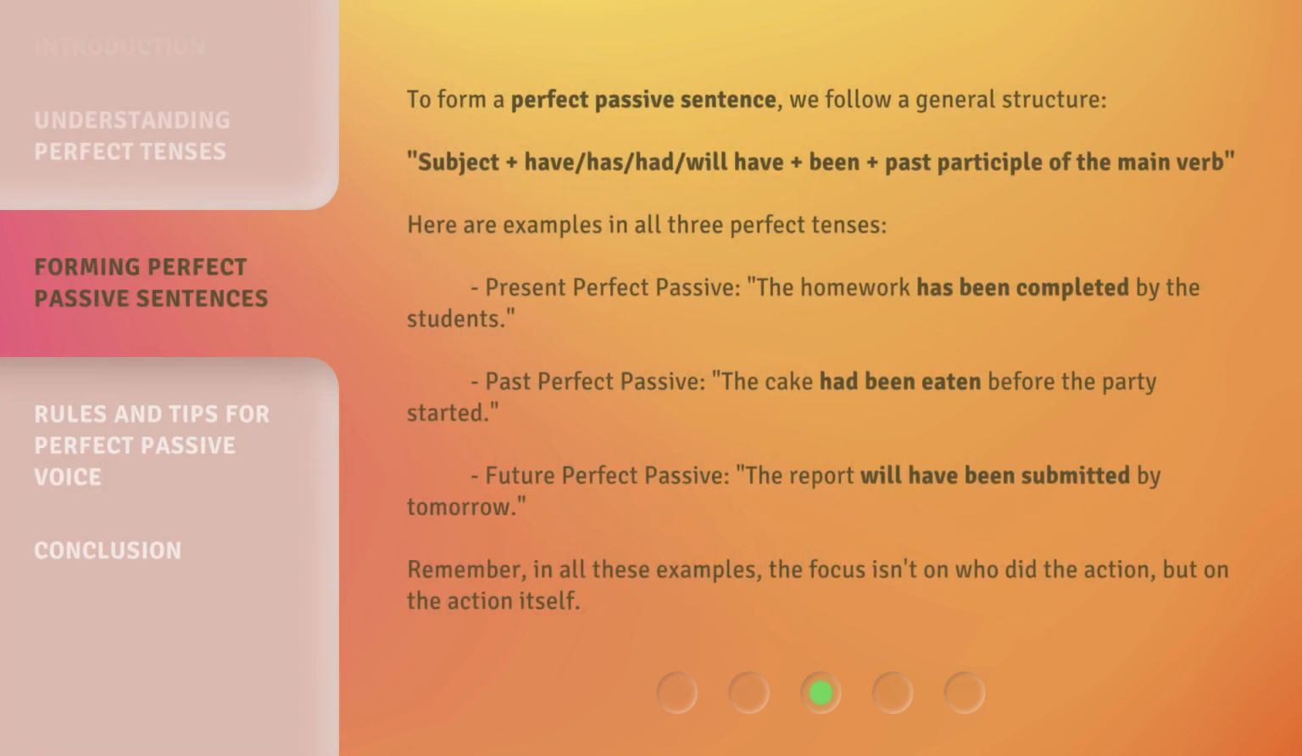To form a perfect passive sentence, we follow a general structure. Subject plus have, has, had, will have plus been plus past participle of the main verb. Here are examples in all three perfect tenses. Present perfect passive: the homework has been completed by the students. Past perfect passive: the cake had been eaten before the party started. Future perfect passive: the report will have been submitted by tomorrow. Remember, in all these examples, the focus isn't on who did the action, but on the action itself.